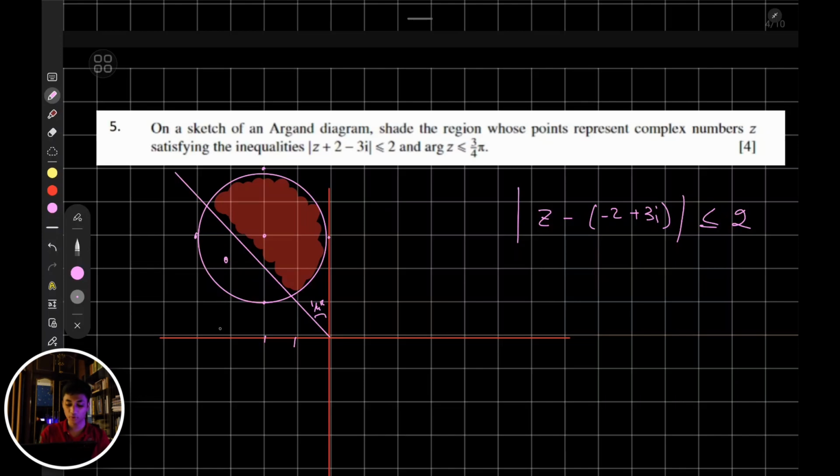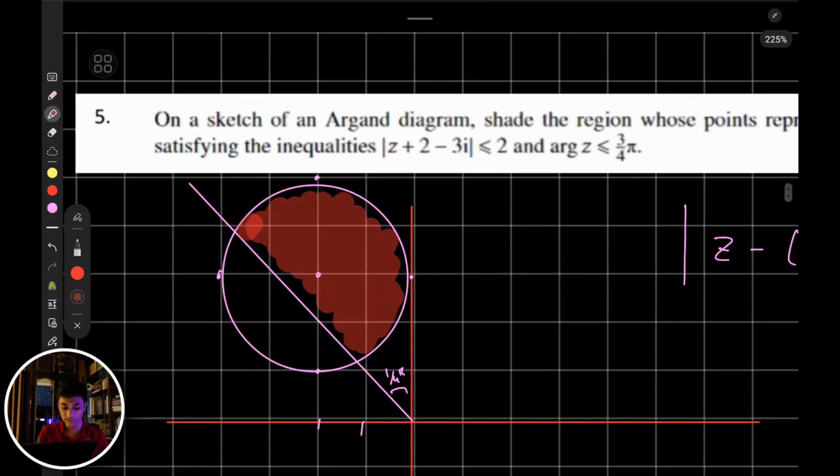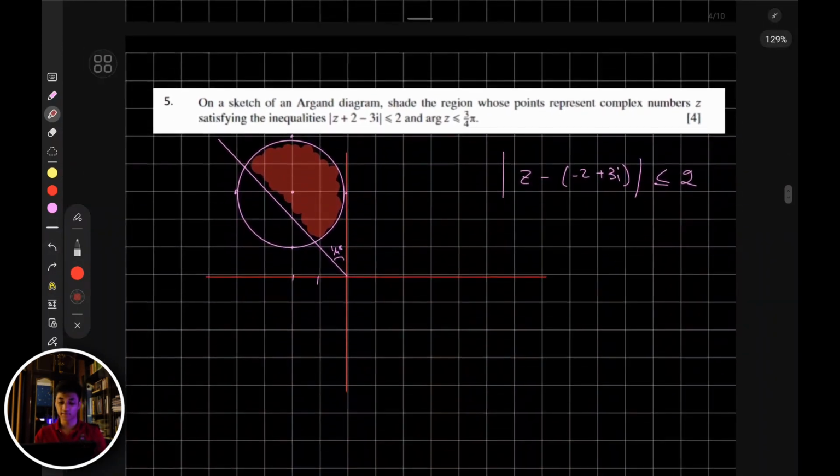If you take a point over here, what happens? The theta, or the argument, becomes greater than 3/4 of a pi. So that is not going to satisfy the equation, which is why only this part. Yeah, so that is 5.